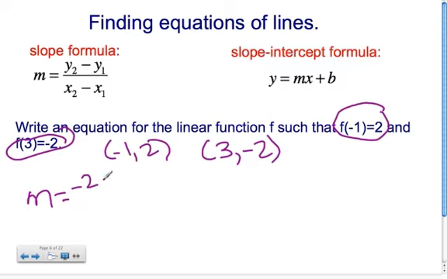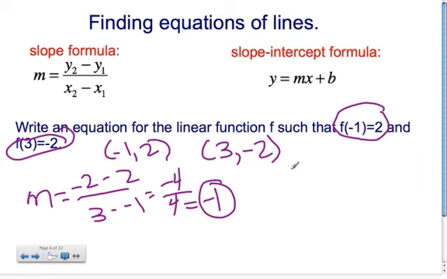So my first step is to find the slope. So I've got -2 minus 2 over 3 minus -1. I get -4 over 4, which can be reduced to -1. So that is my slope.